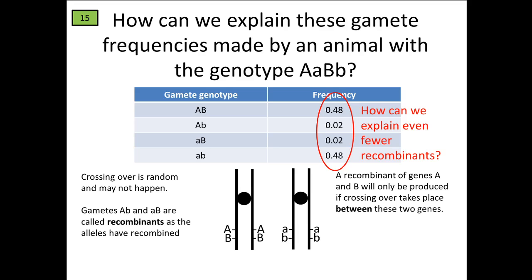The loci of genes A and B are very similar now. To get a big A, little b gamete, you would have to cross over between these two, and that's unlikely to happen. If it crossed over at the bottom, that wouldn't affect genes A and B. If it crossed over here, that wouldn't affect it here. It has to go in between them, and therefore they end up being rarer.